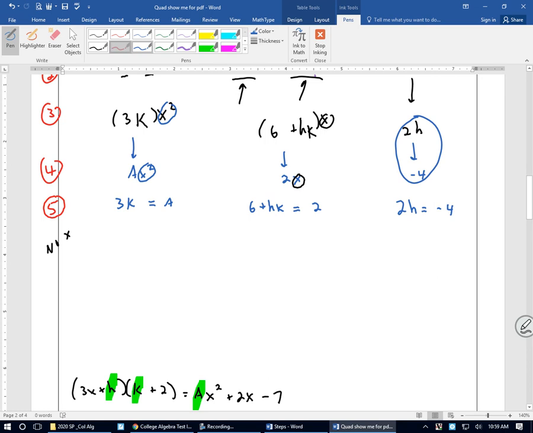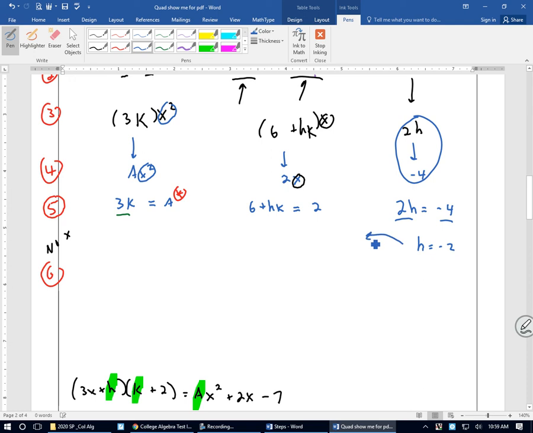Looking back at your sheet, line 6, we solve those equations. That one doesn't equal a number, does it? That's the last one I'm going to solve. Let's start on the other side. Dividing by 2, h equals -2.